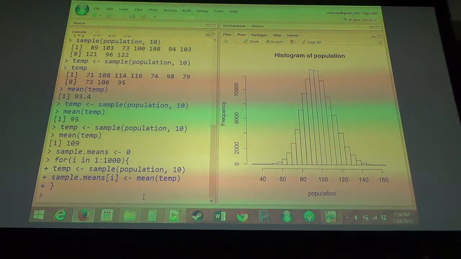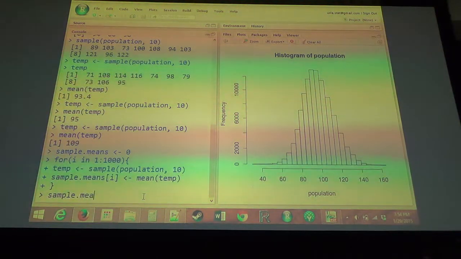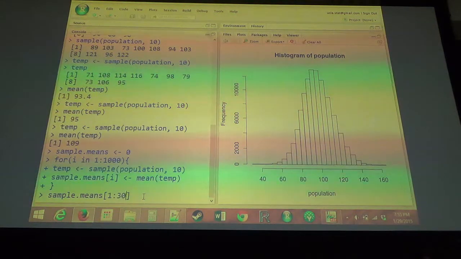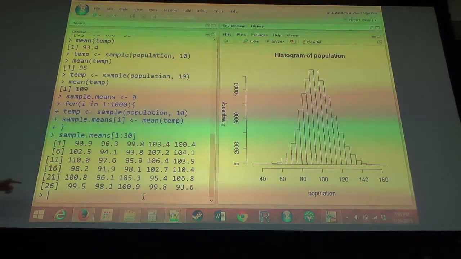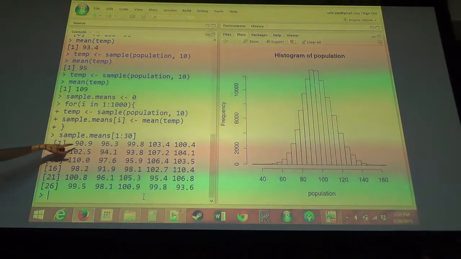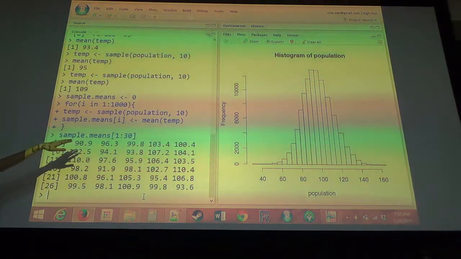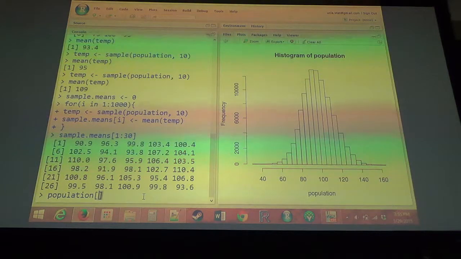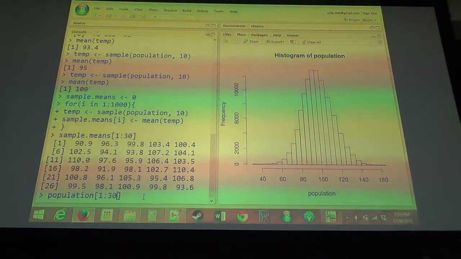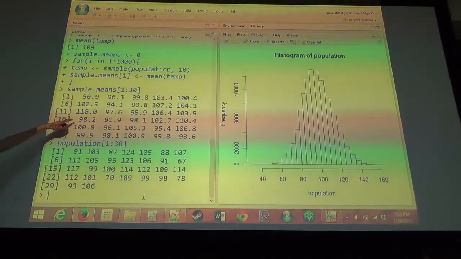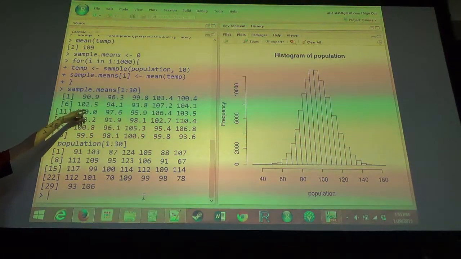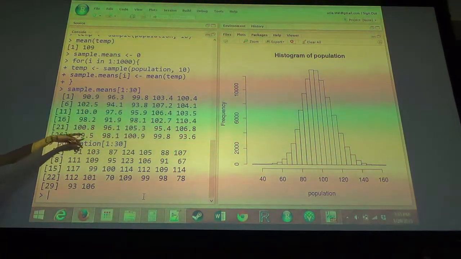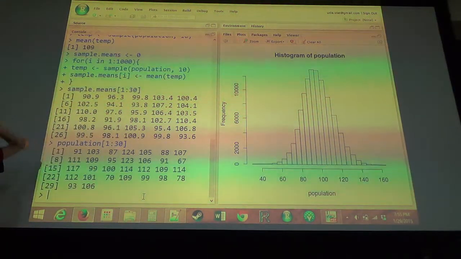And we can even see what kind of values we see in sample means. Instead of seeing all 1,000 of them, let's just look at the first 30 entries. We know these are the means of the samples because in the population we only have whole numbers. If I just look at the first 30 numbers, I only have whole numbers. And here I'm taking samples of 10 numbers, so it makes sense that I have 1 decimal place. So these are the different sample means.